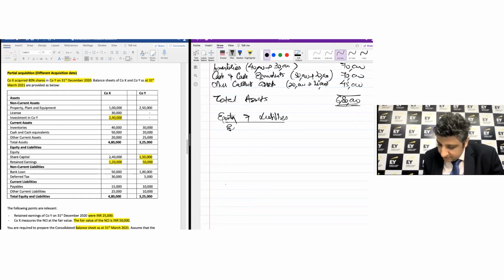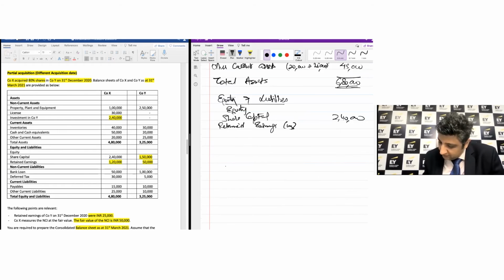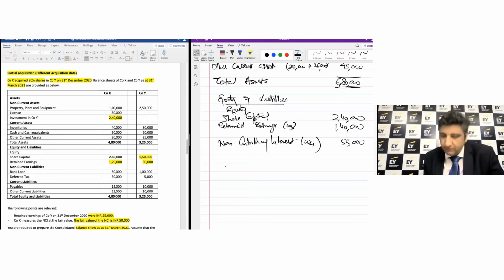Okay. We want to also do the calculations on the other side, which is, of course, your equity and liabilities. We start with the equity, parent's equity again, share capital of the parent, which is 2,40,000. Retained earnings, you want to recollect that we did that working number 3, group retained earnings of 1,40,000 will come. Okay, that's the reason why this is important. And of course, we have now non-controlling interest, which is working number 4 for 55,000 rupees.